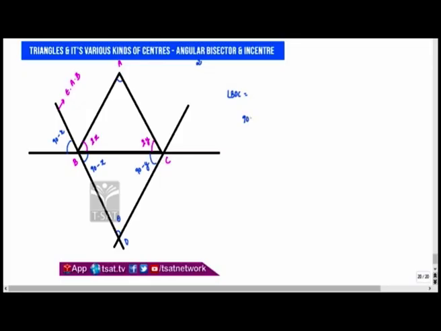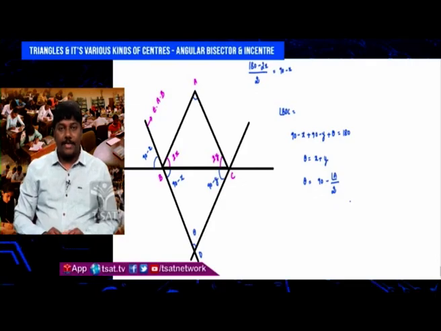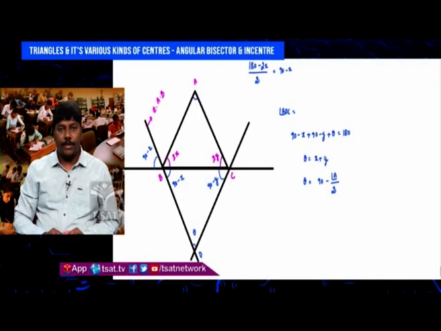So in this triangle, 90 minus x plus 90 minus y plus theta is equal to 180. The 180 cancels, and theta is equal to x plus y. We know x plus y is equal to 90 minus angle A by 2. So the angle formed when two external angular bisectors meet is 90 minus A by 2. We have seen when two internal bisectors meet, it is 90 plus A by 2.